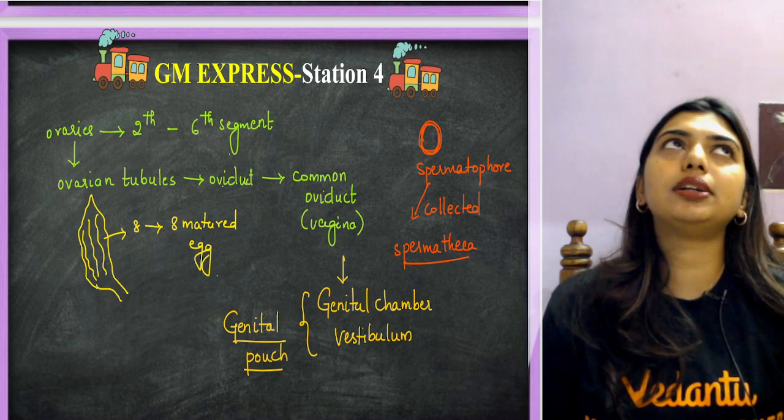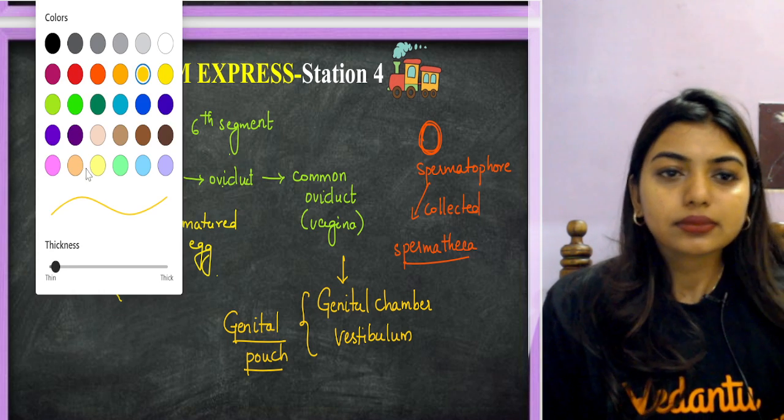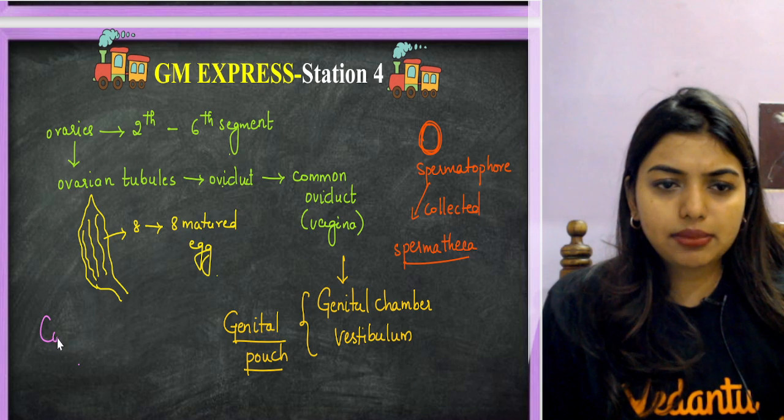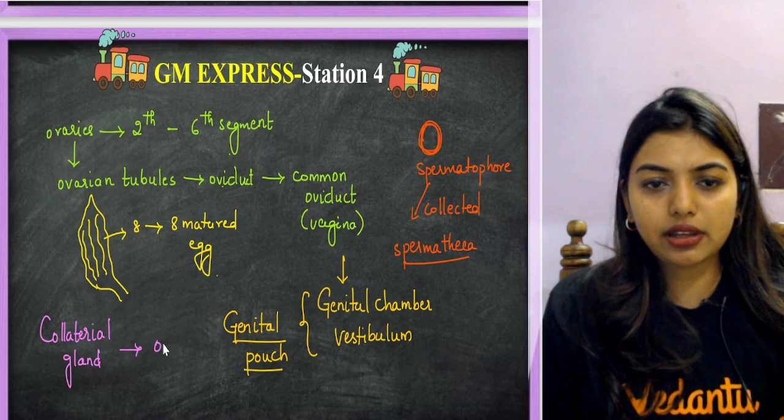Now students, collateral gland also you have to remember. It's not mentioned in NCERT, but sometimes you can't predict. Collateral gland is there, that will actually help in the coating or the covering of the egg.